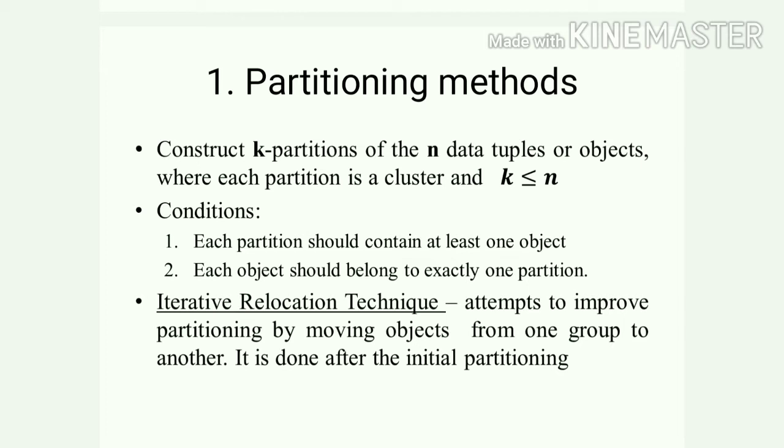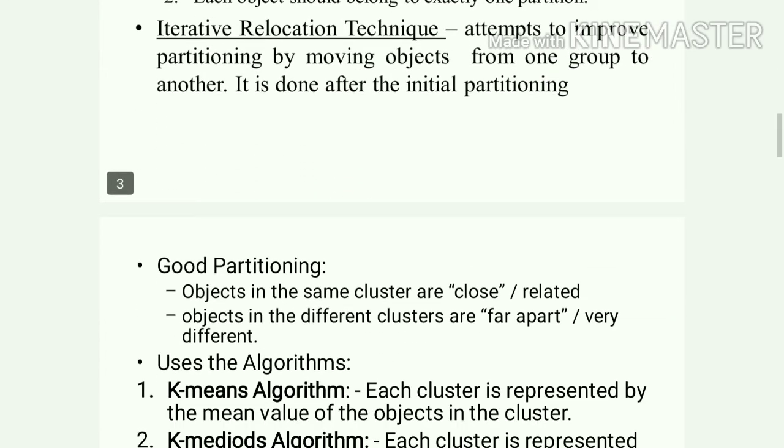That means, to improve the quality, after doing the initial partition, we apply the iterative relocation technique. If an object is placed in one cluster, and the clustering algorithm finds that another group is better for it, the object is placed in that other group. So we can change the group of an object, moving it from one group to another. This is known as the iterative relocation technique, which is done in the partitioning method.